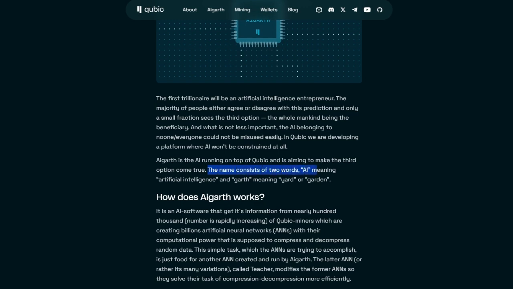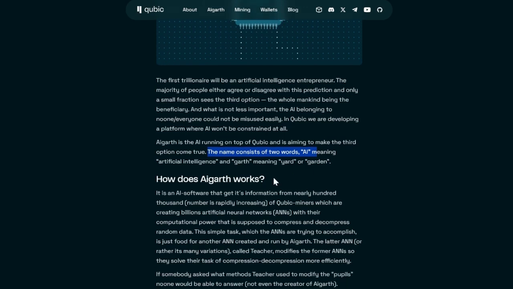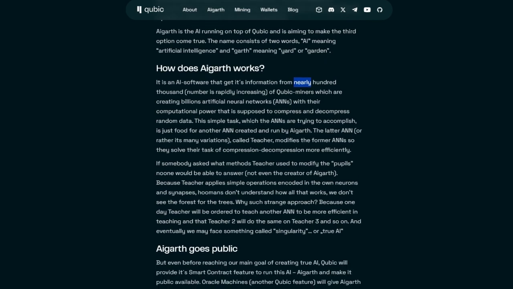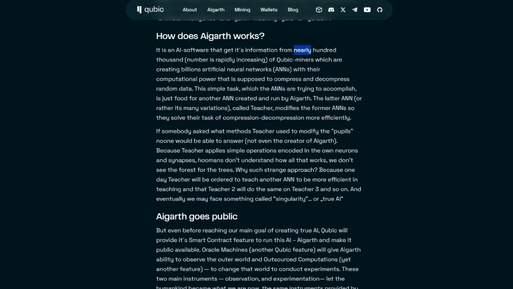The name consists of two words, AI meaning artificial intelligence and GART meaning yard or garden. So how does Aigarth work? It is an AI software that gets information from nearly 100,000, now that it's over 500,000, Qubic miners, which are creating billions of artificial neural networks with their computational power that is supposed to compress and decompress random data. This simple task, which the ANNs are trying to accomplish, is just food for another artificial neural network created and run by Aigarth. The latter ANN, so this one that's created and run by Aigarth, or rather its many variations called Teacher, modifies the former artificial neural networks, so these first ones, so they solve their task, compression and decompression, more efficiently. So the Teacher is training the initial artificial neural networks to be more efficient and cleverer.